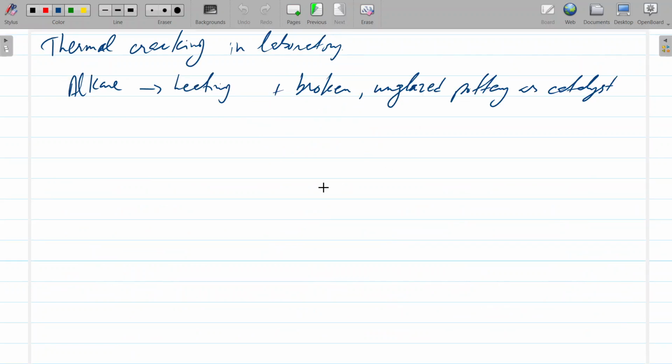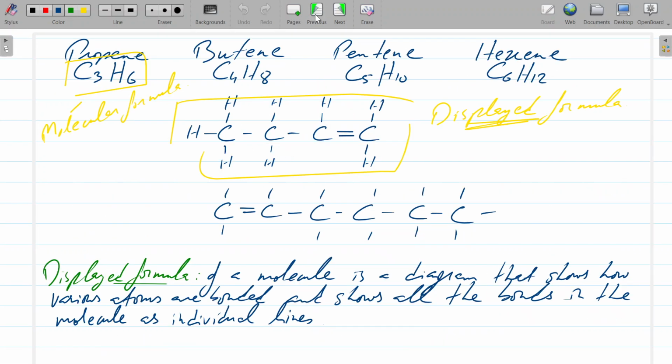You can conduct the same thing in a laboratory. In that case, it's called thermal cracking, where the alkane is heated and broken, and unglazed pottery is used as a catalyst. Now, what I'll start with today is talking about the different ways you can represent or talk about these organic molecules.